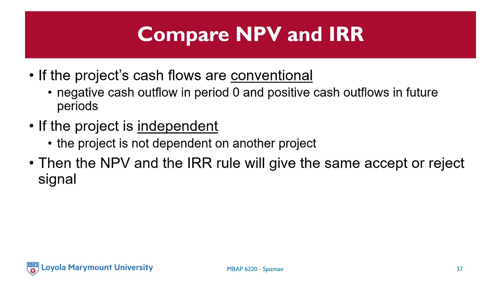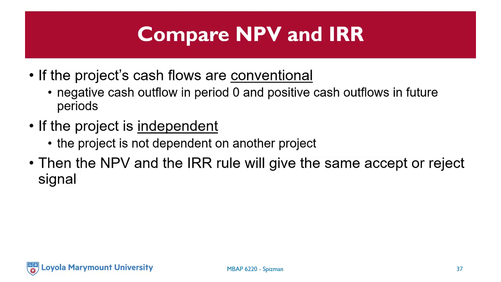When we compare the NPV and the IRR, as long as the project's cash flows are conventional and the project is independent, they will give you the same accept-reject signal. So conventional cash flows are those that have negative cash flows at the beginning, followed by positive cash flows in the future. And independent projects means that your decision to invest in one project is not dependent on another project.